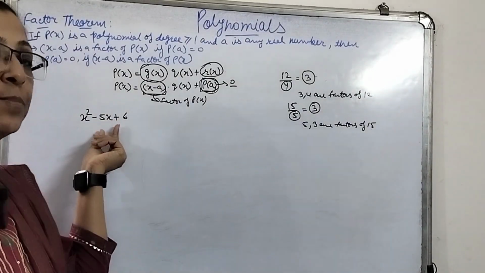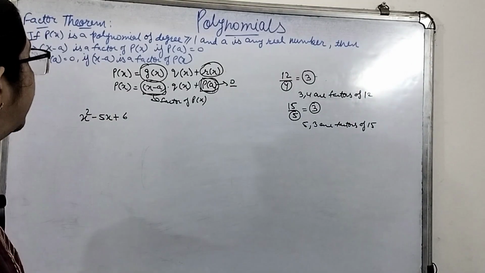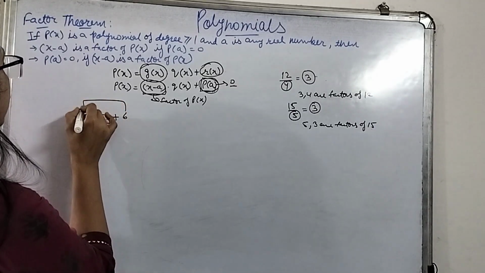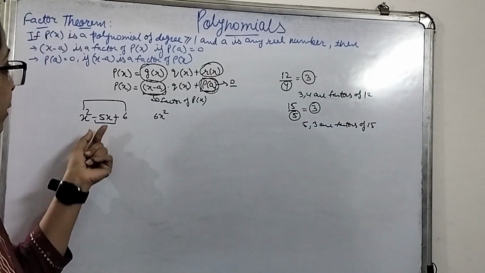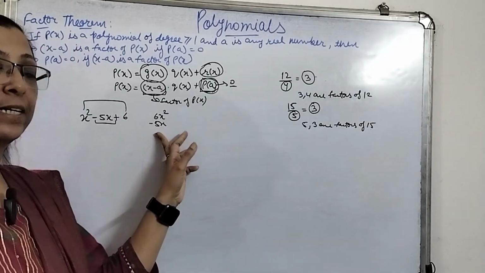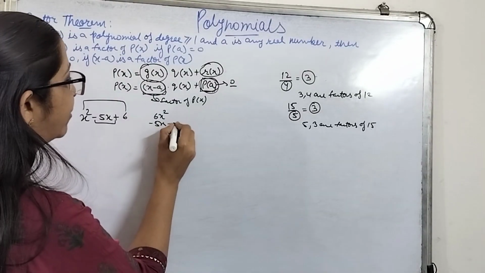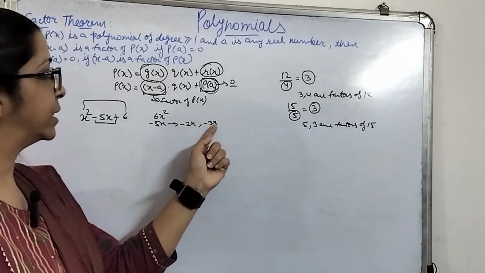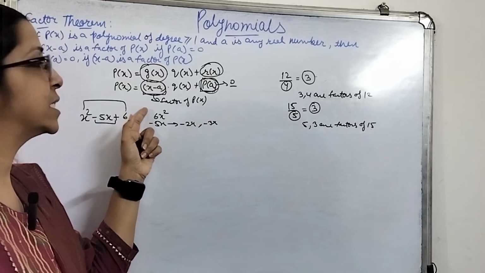In middle term splitting, we are splitting the middle term into two parts such that the sum should be equivalent to your middle term and the product should be equivalent to the product of your first and third term. Here the product of the first and third term is 6x square. That means we have to split minus 5x into two parts such that the sum should be equivalent to minus 5x and the product should be equivalent to 6x square. So how can we write this? Minus 5x as minus 2x and minus 3x. If we add minus 2x and minus 3x, we get minus 5x. And if we multiply these two, we get 6x square.